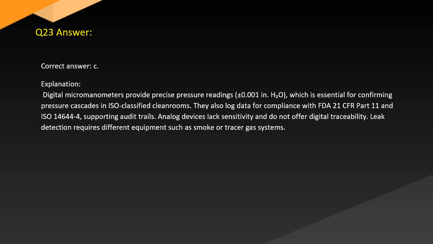Answer. Correct answer: C. Explanation. Digital micromanometers provide precise pressure readings, plus or minus 0.1 in. w.g., which is essential for confirming pressure cascades in ISO-classified cleanrooms. They also log data for compliance with FDA 21 CFR Part 11 and ISO 14644, supporting audit trails. Analog devices lack sensitivity and do not offer digital traceability. Leak detection requires different equipment such as smoke or tracer gas systems.